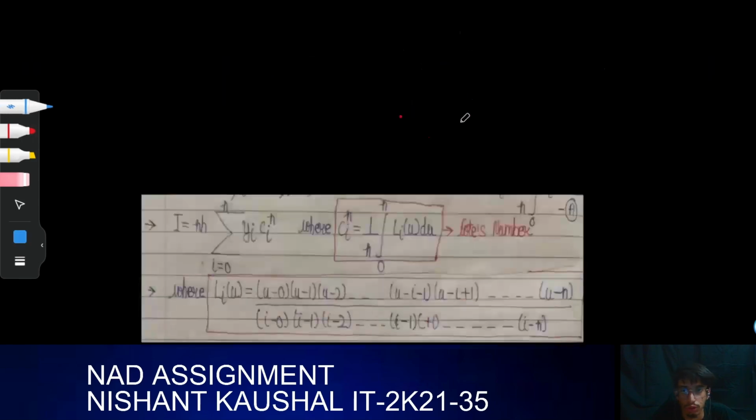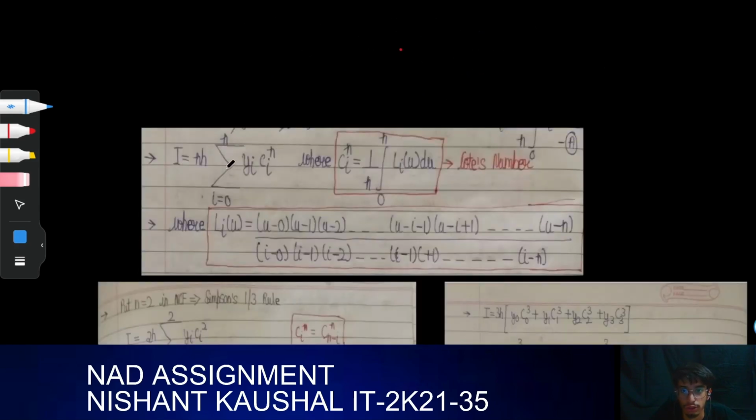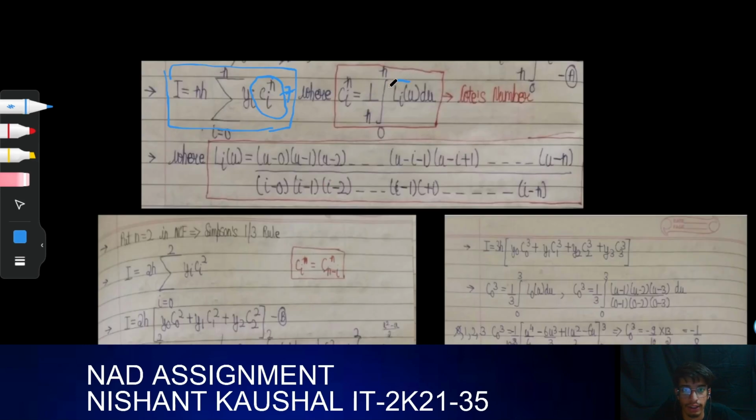If we want to go into detail, this is the Newton-Cotes formula, that is I equals nh summation i equals 0 to n y into ci raised to the power n. So what does this ci raised to the power n mean? This is ci raised to the power n, a Cotes number which we use, and here li is u, u minus 1, u minus 2, right?